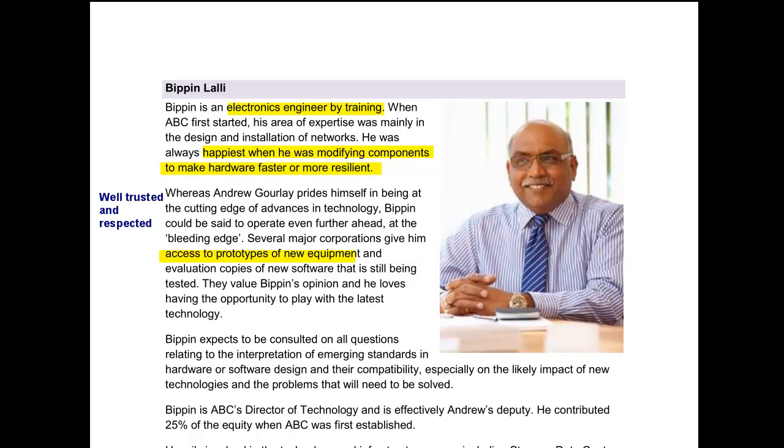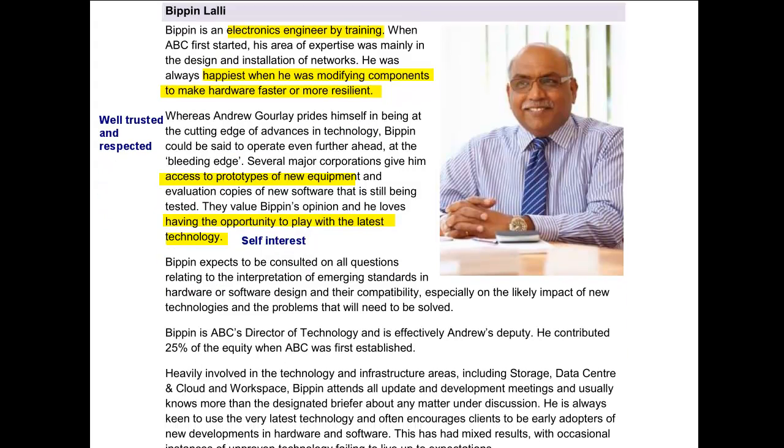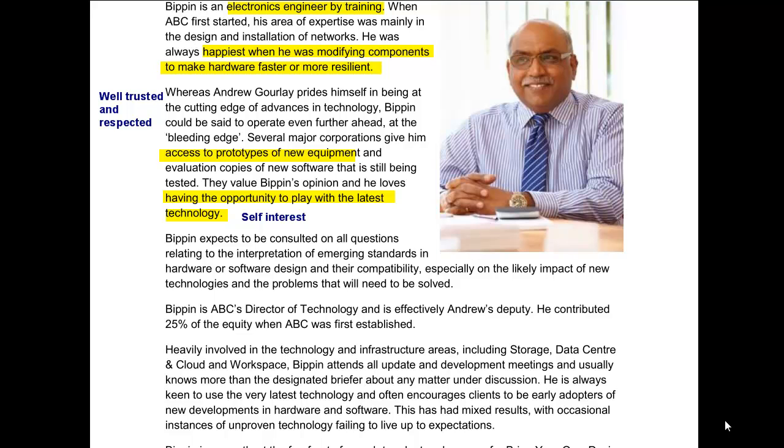However, one bit at the end here does talk about how he loves the opportunity to play with the latest technology. Now this may not necessarily be a bad thing, but it again comes back to this self-interest. When he should be acting as a manager, he should be acting as a director. And this could be either further evidenced or rebutted against in this next section here, where it says he expects to be consulted on all questions relating to the interpretation of emerging standards.